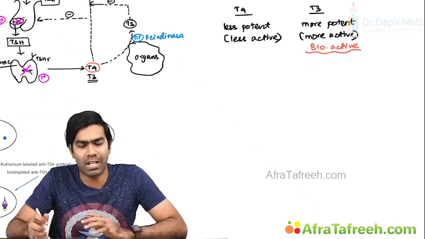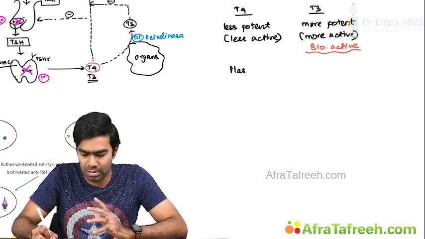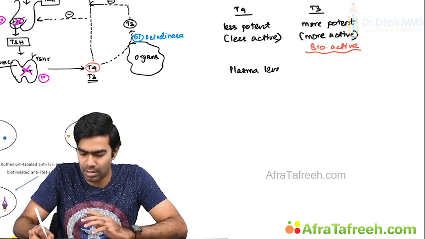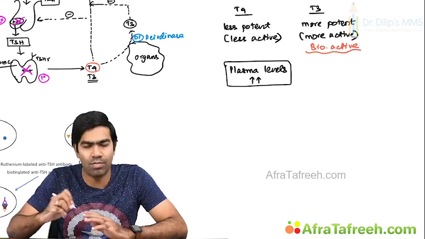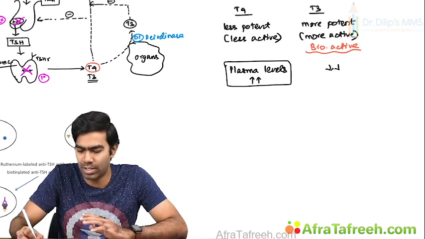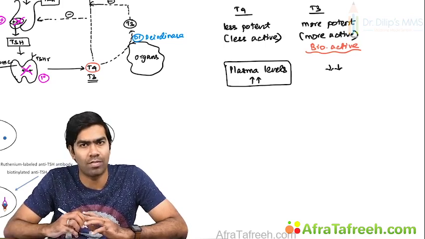But what will be the plasma levels? Plasma levels, on the other hand, is more with T4 only. Plasma levels are actually lesser with T3. There are a lot of reasons for that.